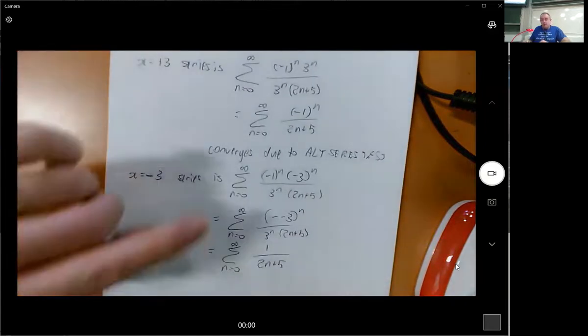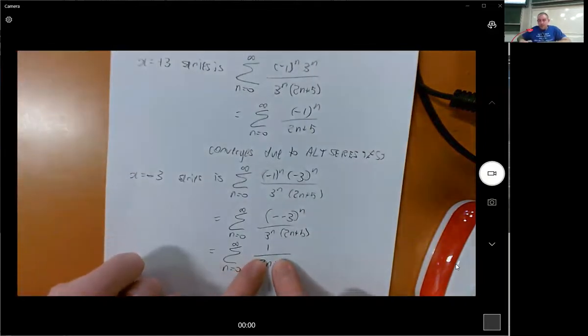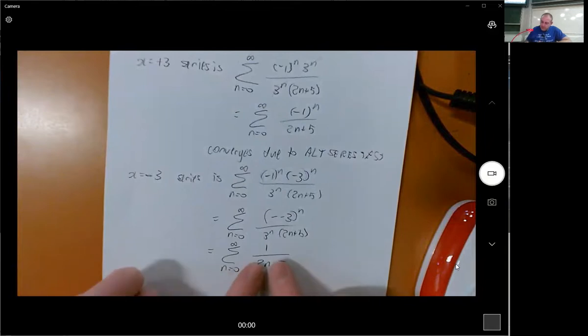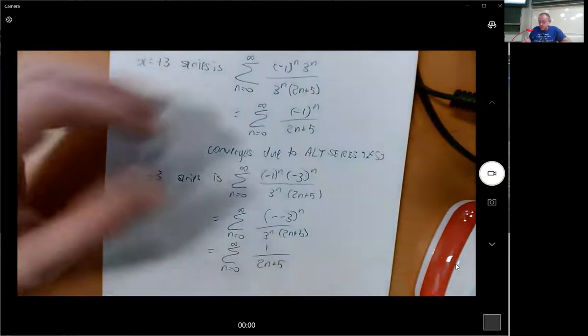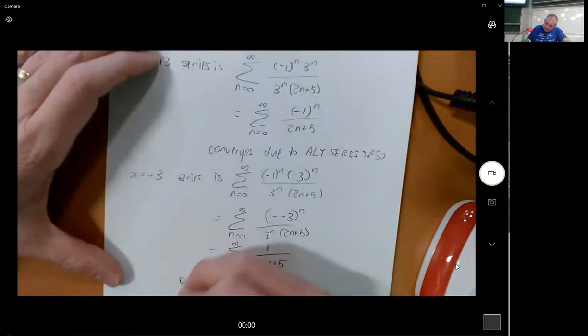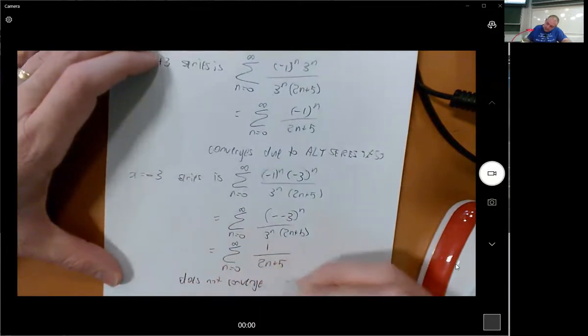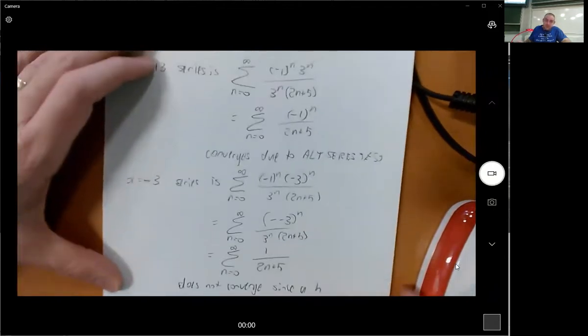All right, that's a harmonic series. If it had just been an n, then it would have definitely been the harmonic series, and I would know that it definitely does not converge. But anything that has a linear on the bottom also doesn't converge. So this does not converge since it's a harmonic series.